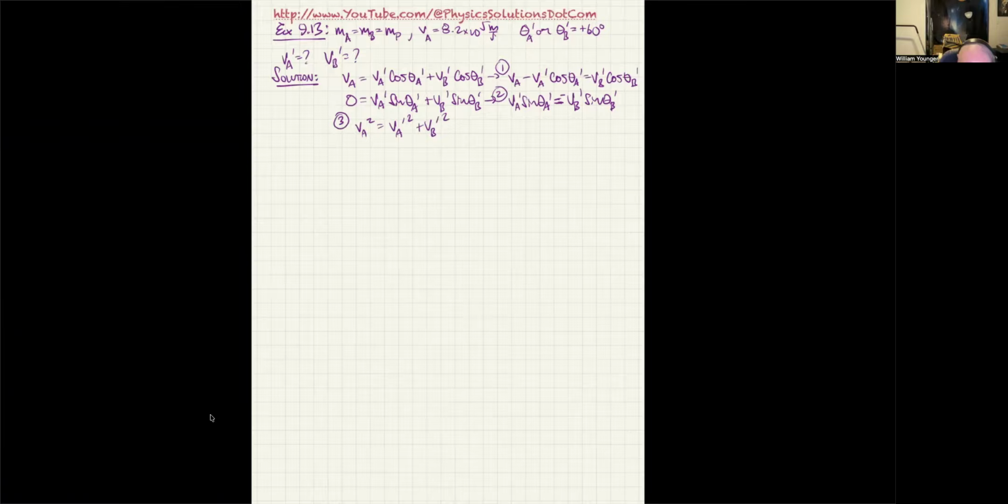So there's my three equations. And of course, I have three unknowns. Either theta A prime is unknown and theta B prime is 60, or vice versa. Then I also don't know va prime or vb prime. So first off, I'm going to square equation 1.